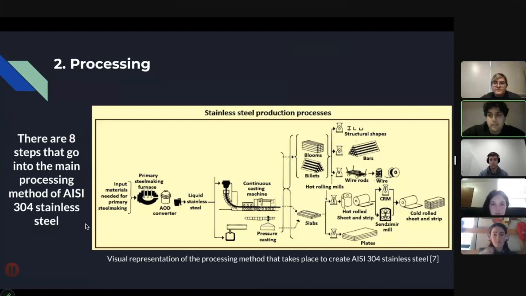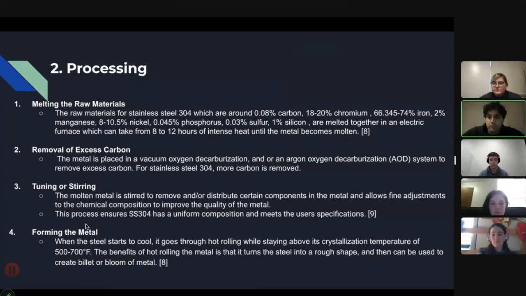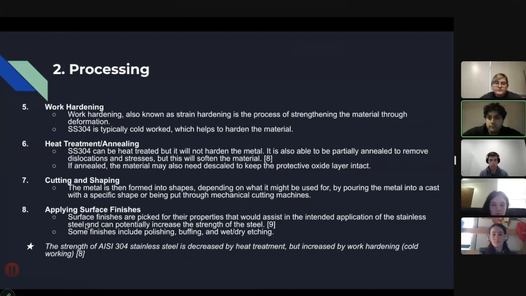304 stainless steel has many processing methods, and these are the 8 following processing methods. First is melting the raw material, removal of excess carbon, turning or stirring, forming the metal, work hardening, heat treatment and/or annealing, cutting and shaping, as well as applying surface finishes. From the processing method of heat treatment, the stainless steel is actually decreased in terms of strength, and by the processing method of cold working, it is actually increased in terms of strength.